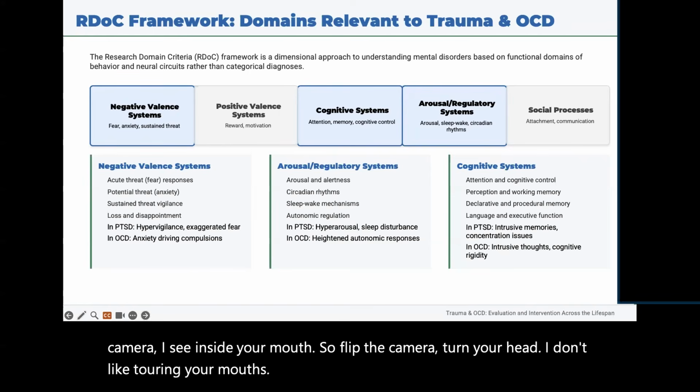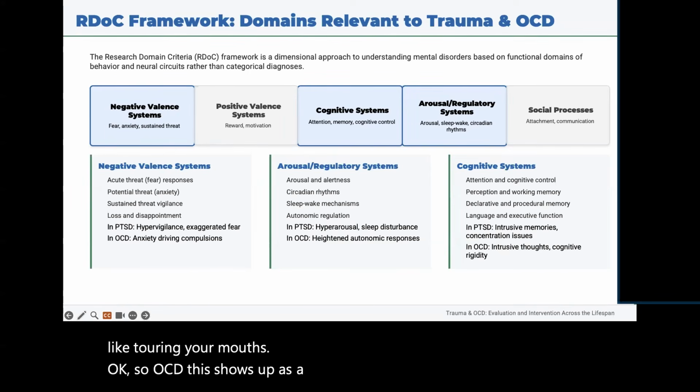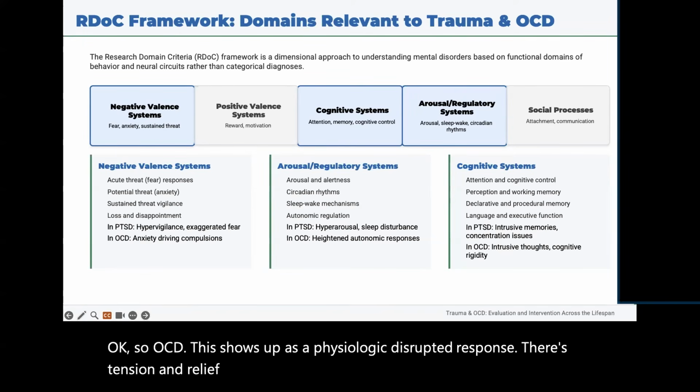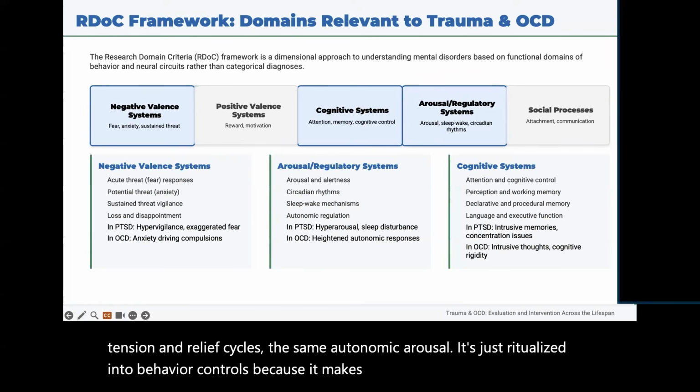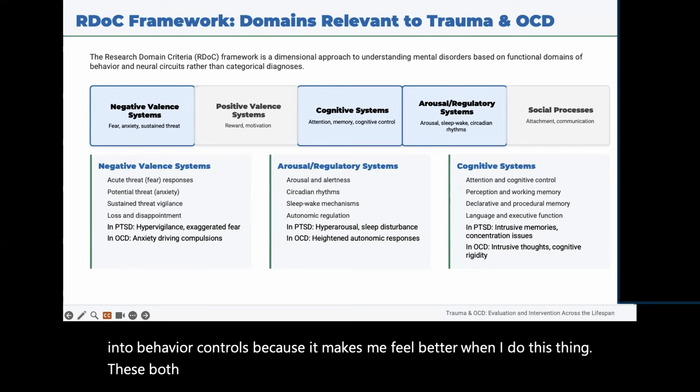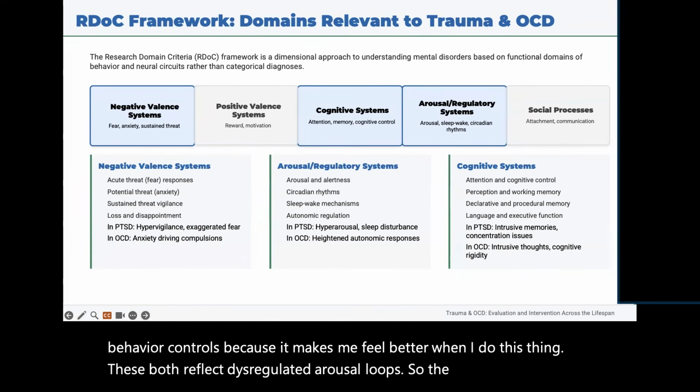Okay, so OCD, this shows up as a physiologic disrupted response. There's tension and relief cycles. The same autonomic arousal, it's just ritualized into behavior controls because it makes me feel better when I do this thing. These both reflect dysregulated arousal loops. So the patient can't turn off.